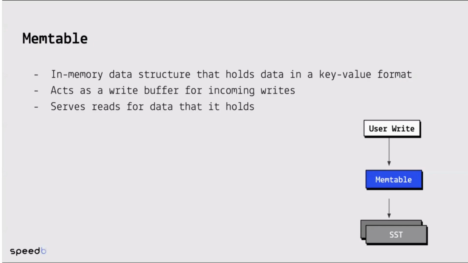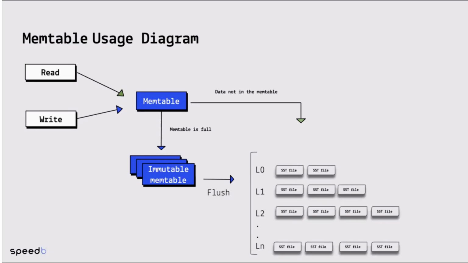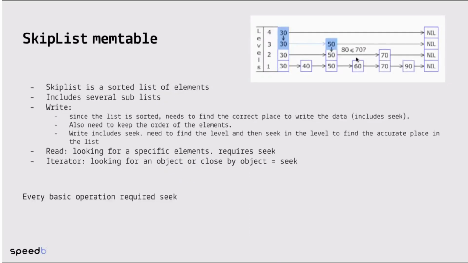So just a short reminder, Memtable is an in-memory data structure that serves both read and write operations, and it holds the most recent data. So every new read first queries the Memtable before it goes to the cache and the disk, and every new write is actually first written to the Memtable. So let's see what we have today. Today with RocksDB, there are 5 Memtables.